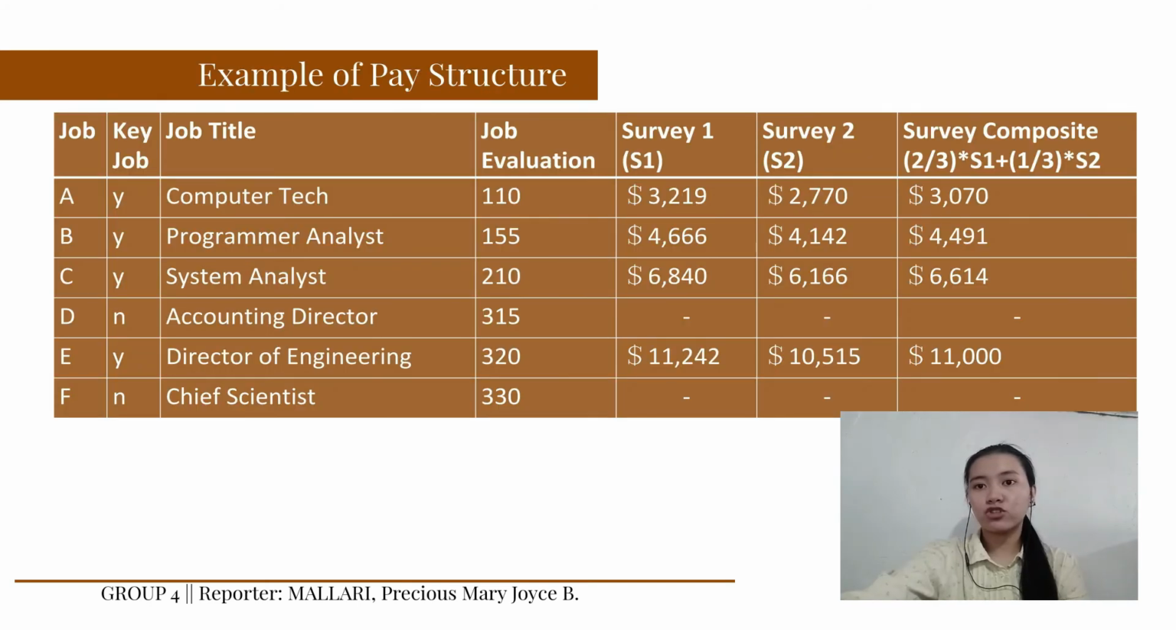An example of a pay structure, as you can see, has job valuation, survey 1, survey 2, and survey composite. As I said earlier, employers may place priority on internal or external comparison data in developing a pay structure. In this example, survey 1 has priority over survey 2 because two-thirds of survey 1 will be used as a basis in making a pay structure, while only one-third of survey 2 will be used. So as you can see, the higher the job evaluation, the higher the salary will be.